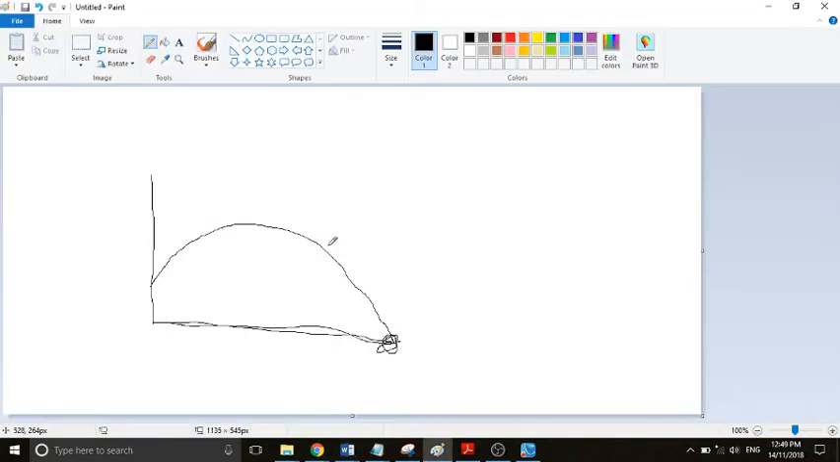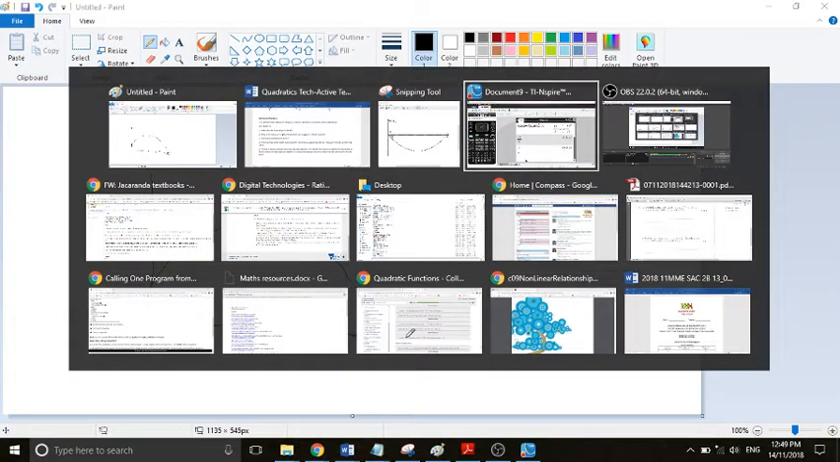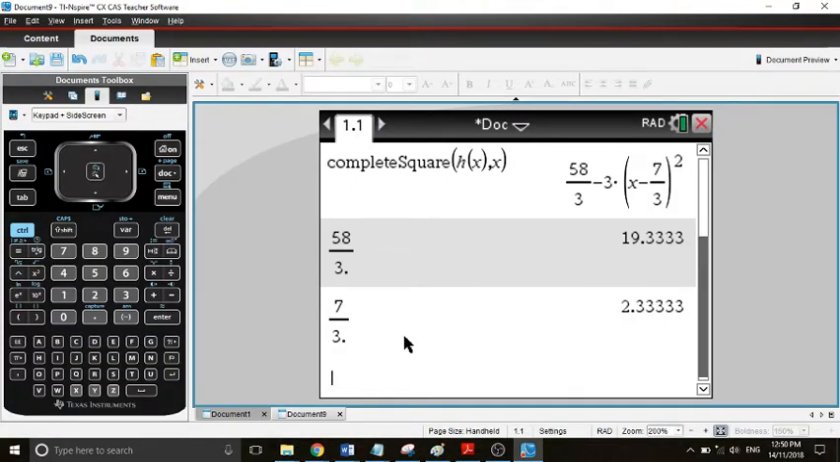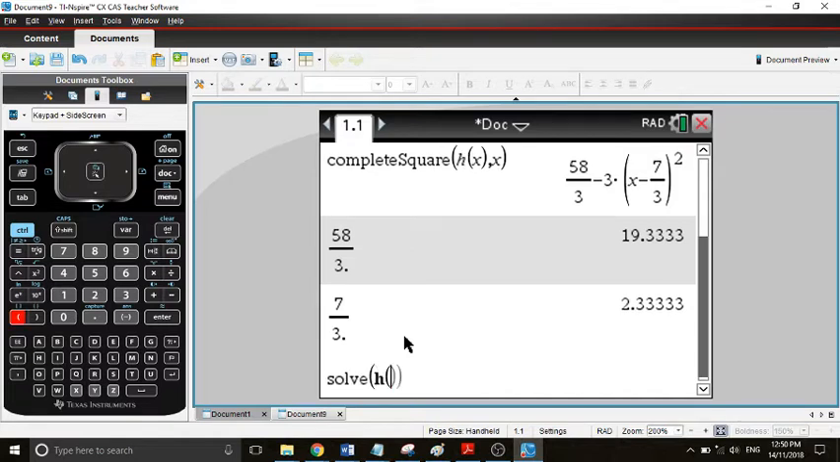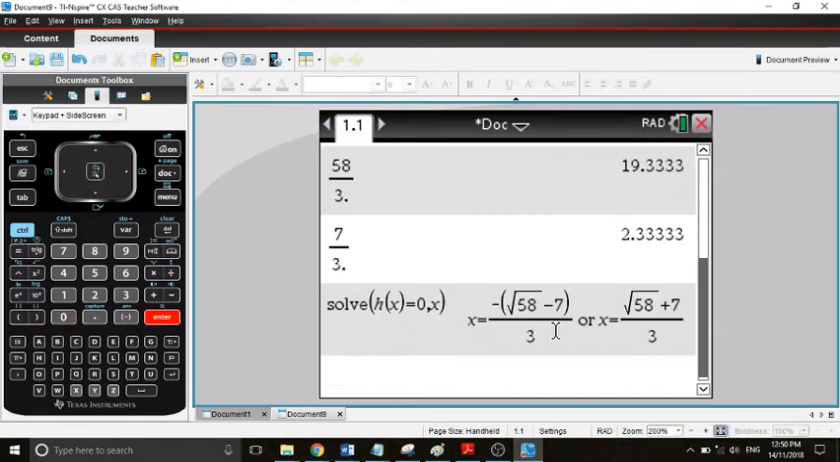So what we want to do is find an x-intercept. How do we find an x-intercept? We solve. So solve h of x equals 0 for x. And it tells us we've got two x-intercepts. We've got one at 7 over 3 minus root 58 over 3, and we've got one at 7 over 3 plus root 58 over 3. Well, it's going to be this one.